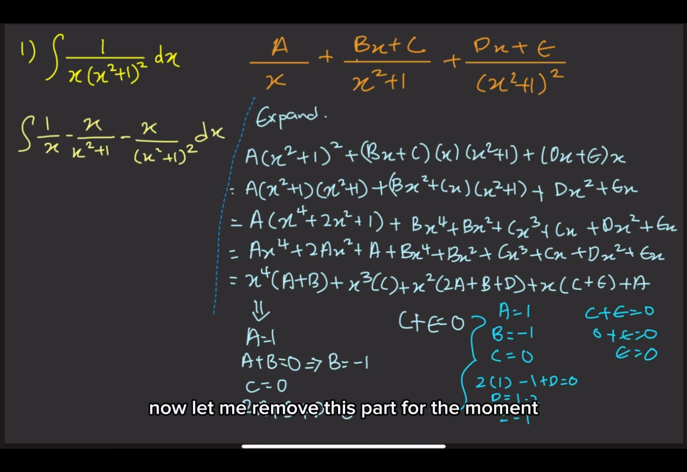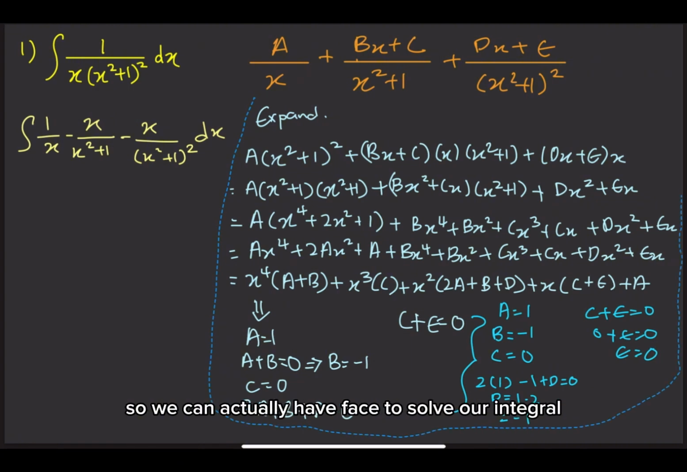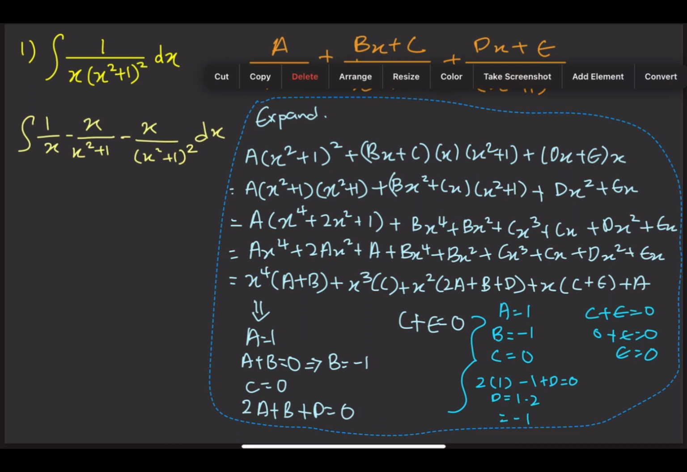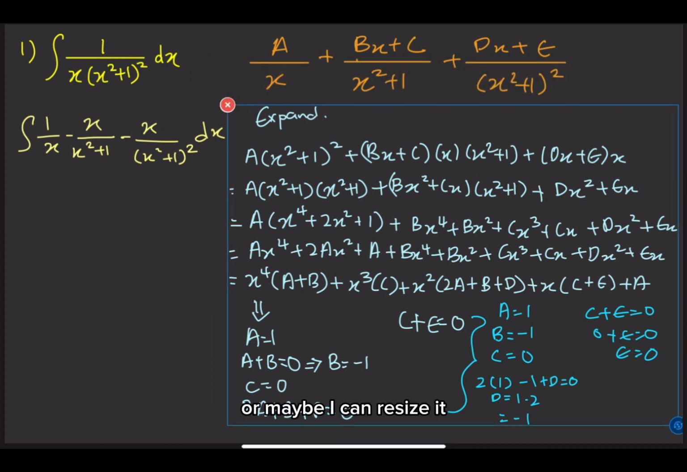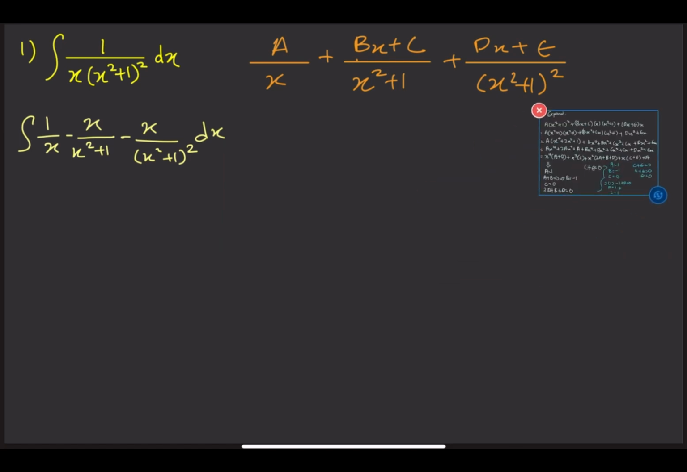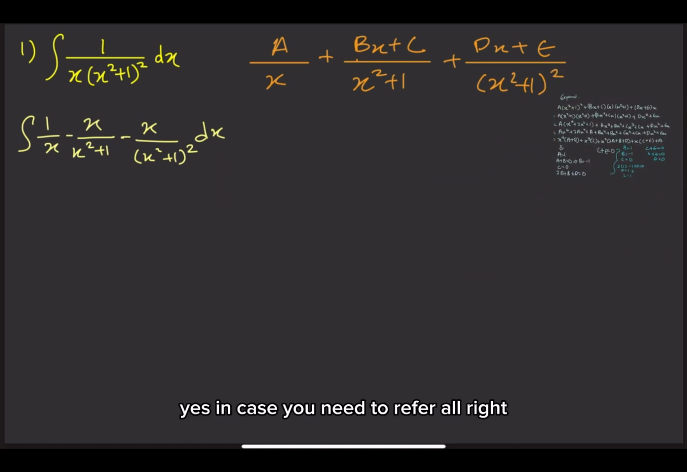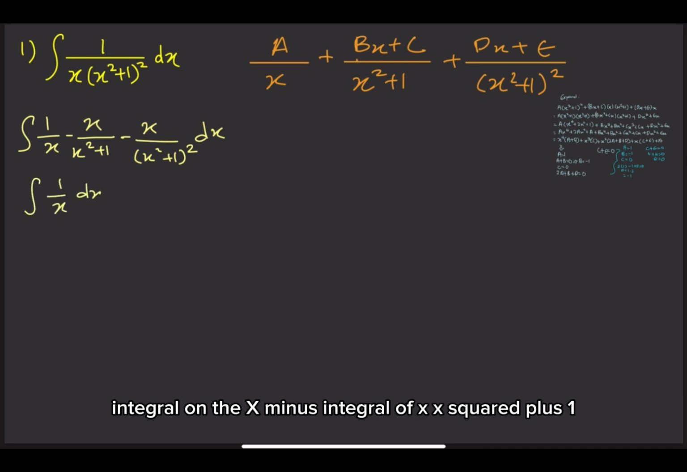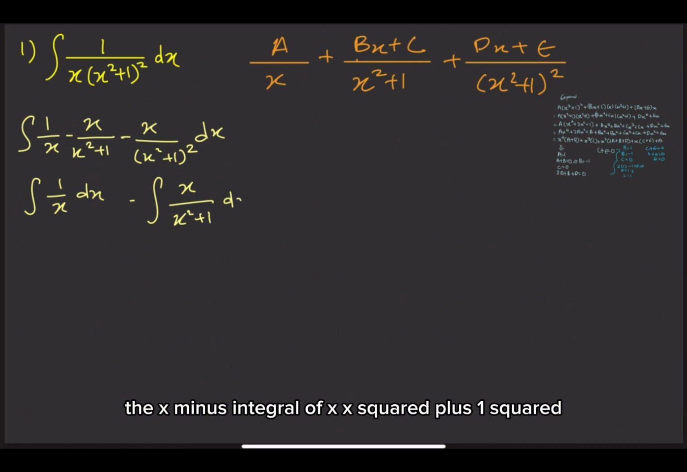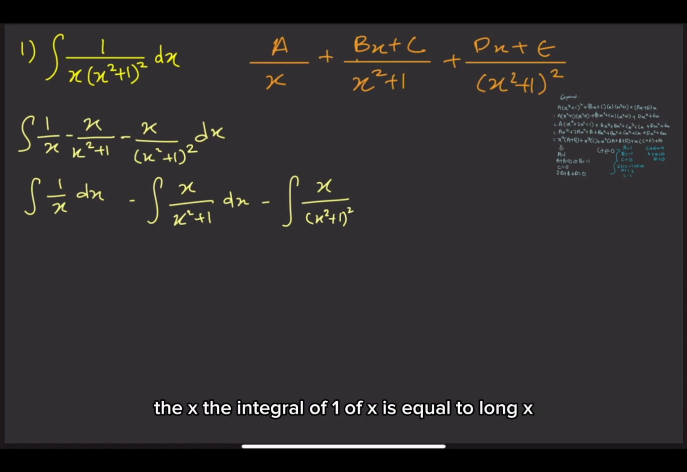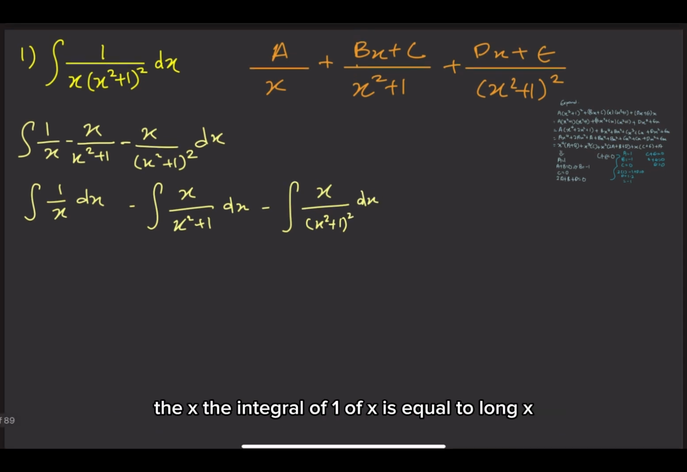Now let me remove this part for the moment, so we can actually have space to solve our integral. Or maybe I can resize it. Yes, in case you need to refer. Alright, our integral, now let us split it into two parts. Integral of 1 over x dx minus integral of x over x squared plus 1 dx minus integral of x over (x squared plus 1) squared dx. The integral of 1 over x is equal to ln x, and we will add the plus G at the back, don't worry.